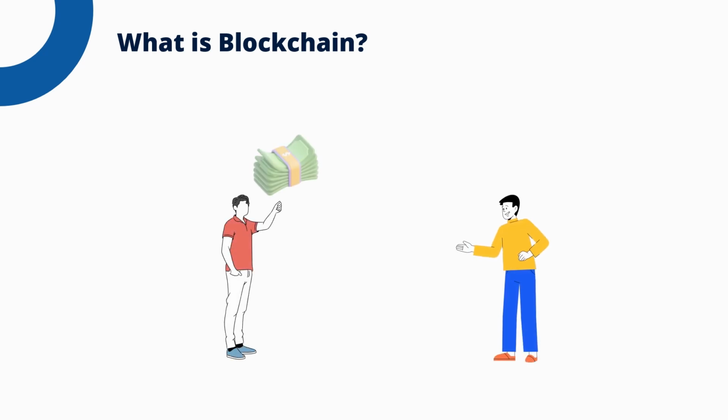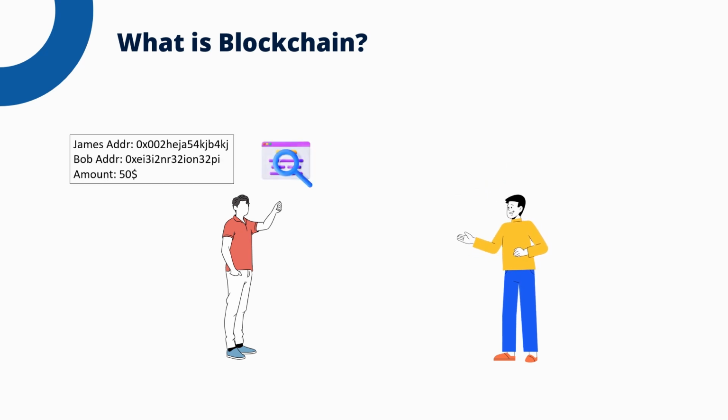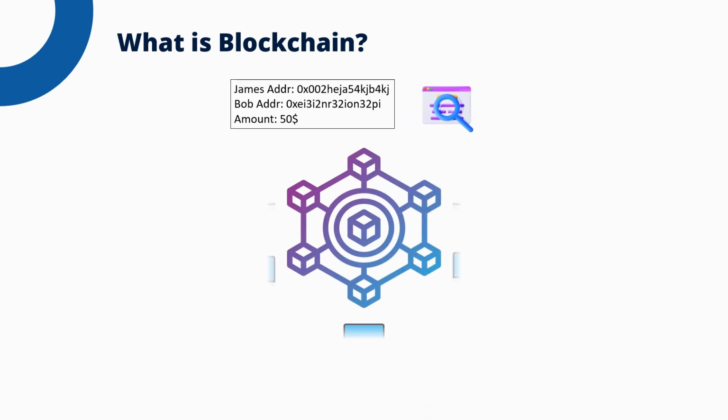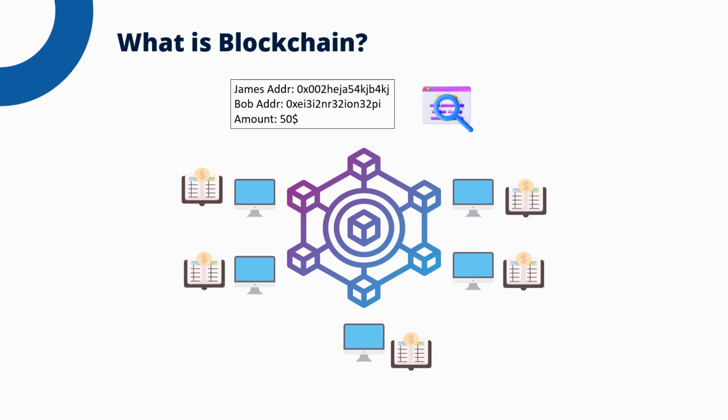James wants to send $50 to Bob. He creates a transaction request that includes the details of the transaction: his address, Bob's address, and the amount of money. James' transaction request is broadcasted to a network of nodes, which are computers in the blockchain network. Each node has a copy of the entire blockchain and listens for new transactions.